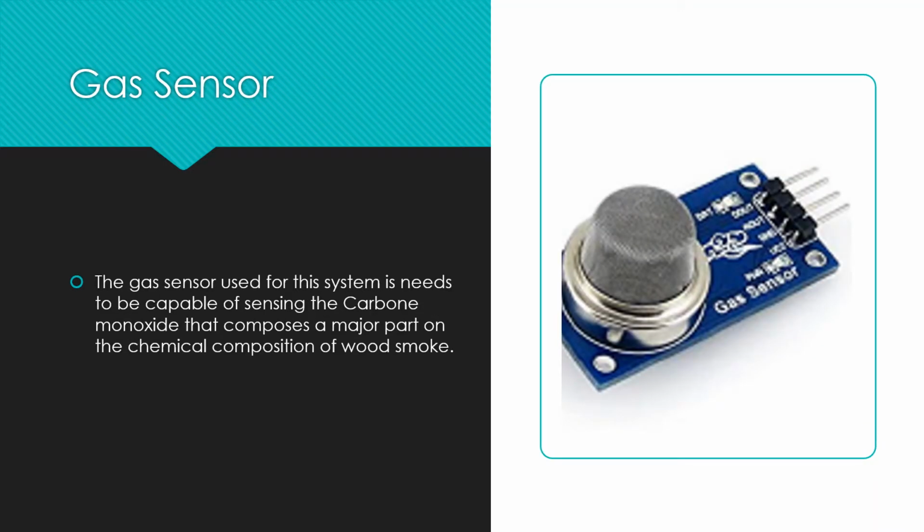Next I'll talk about gas sensors. The gas sensor used for this system needs to be capable of sensing carbon monoxide, which makes up a major part of the chemical composition of wood smoke. The detection range is deduced from the carbon monoxide danger curve. The curve gives insight about the danger and effects of exposure to CO depending on its concentration in ppm and the exposure time in hours.